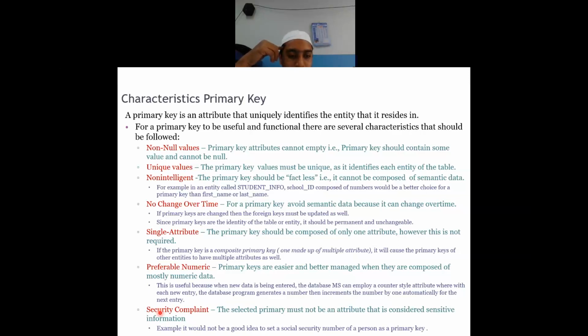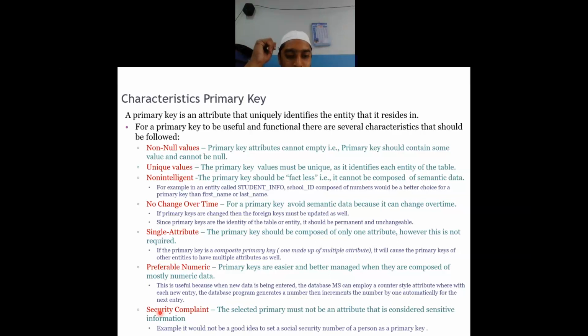Preferably numeric in the sense that if we have alphabetical combinations, it becomes very difficult to compare two different rows. We are trying to identify two rows based on the primary key, right? Whenever we want to say that this row is unique from the other row, we have to compare these two values, whether they are the same or not. Numbers can be computed very fast, but if it is alphanumerical or alphabetical, it becomes very difficult to compare them. We need lots of combinations to be compared. But if it is numerical, it can be done very fast. That's why we say preferably numerical in nature.